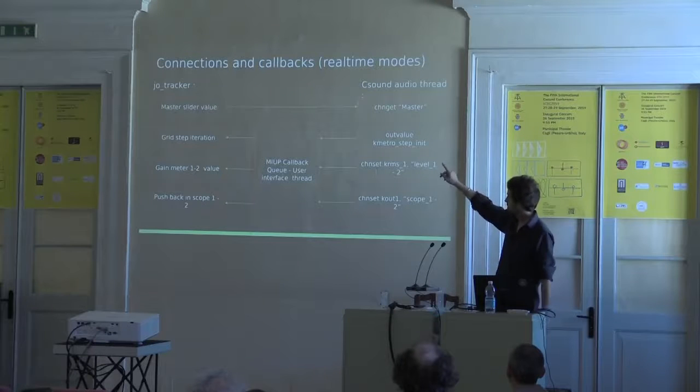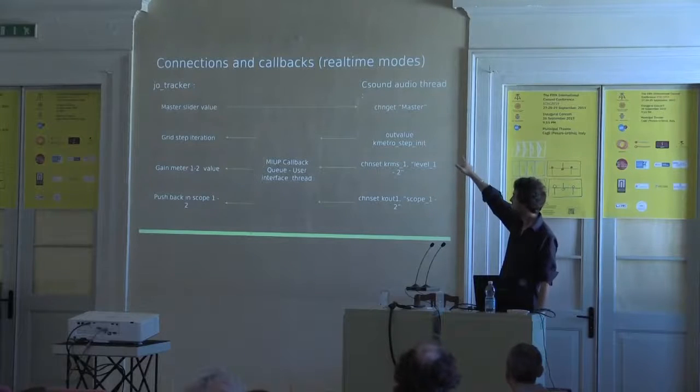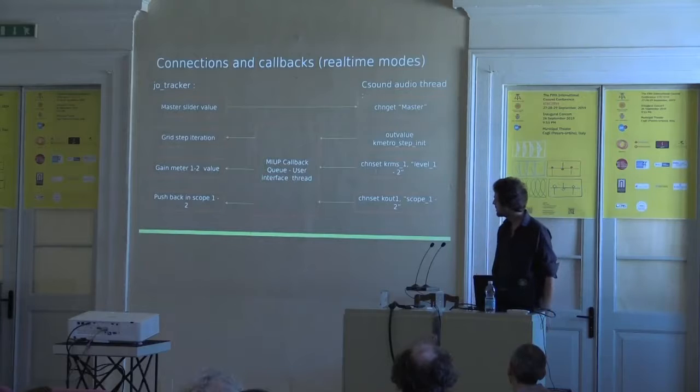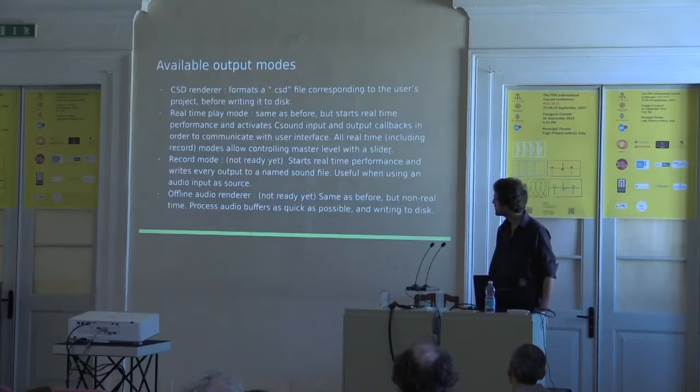This is the connection and callback between Csound and the software. You can see that you can control the master value here with the slider on the top. There are 3 callbacks coming from Csound to the software, passing by the callback queue. And this is almost done.